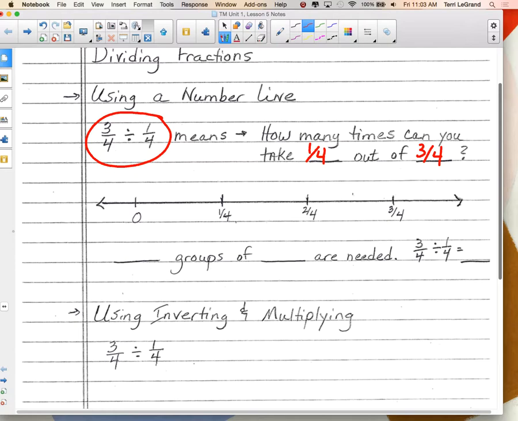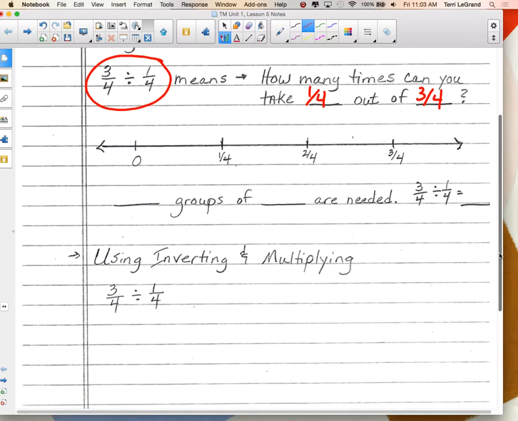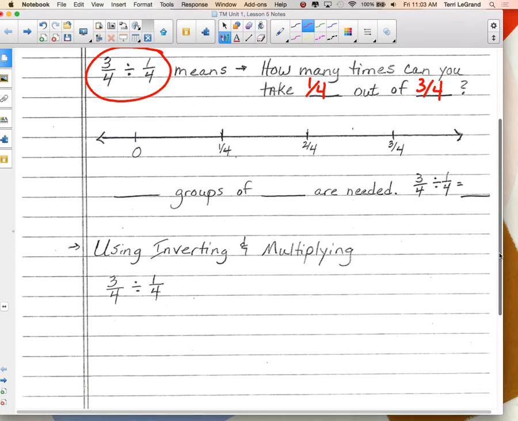3. So let's look at the number line and see that, yeah, we have a number line here that is labeled for us. Starts at 0, and every increment of space represents a 4th. So there is 1, there's 2, there's 3 times that we can take 1/4 out of there. So there's 3 groups of 1/4.